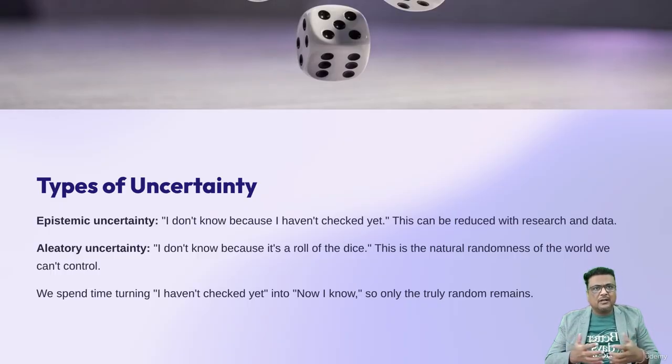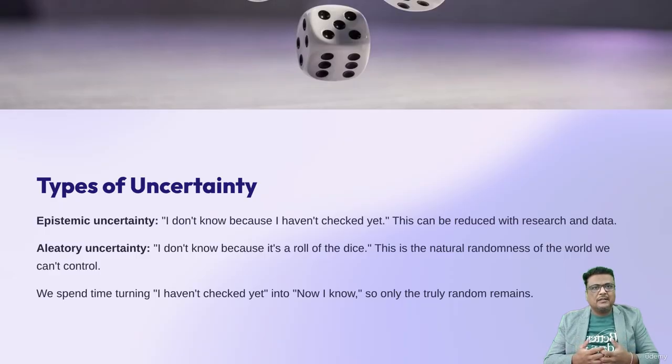Imagine you're buying a used car. The uncertainty about the engine's health is something you can reduce by taking it to a mechanic. That's the kind of uncertainty we can fix with research. But the uncertainty of whether you'll get a flat tire on the way home, that's just the randomness of the road. In our projects, we spend a lot of time trying to turn "I haven't checked yet" into "now I know," so that the only thing left is the stuff we truly can't control.